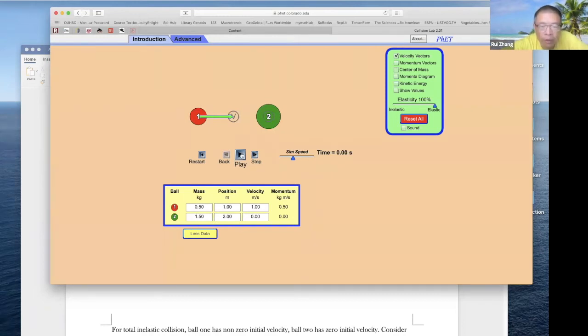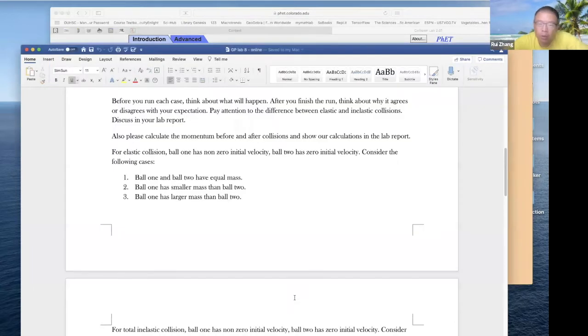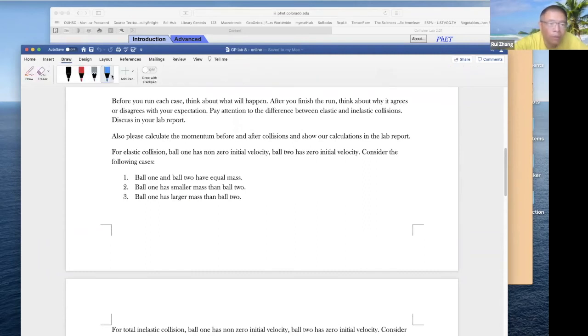However, if the mass of ball 1 is smaller than the mass of ball 2, things are going to be very different, okay? See, ball 1 starts going back, ball 2 goes forward. Now, remember we discussed this in our lecture, and we have some formulas here. You don't need to use the formulas, but you can check if you're interested. They all agree with the formulas.